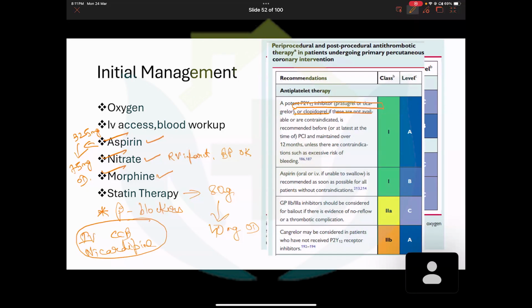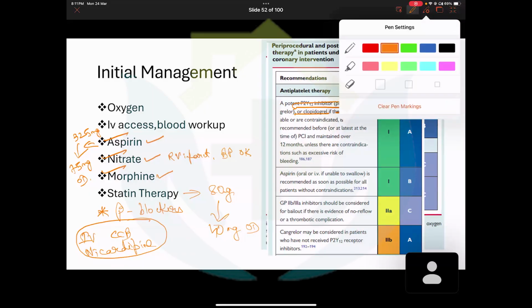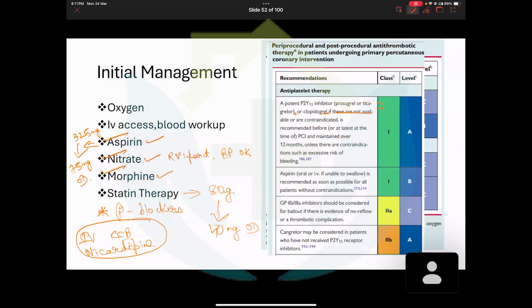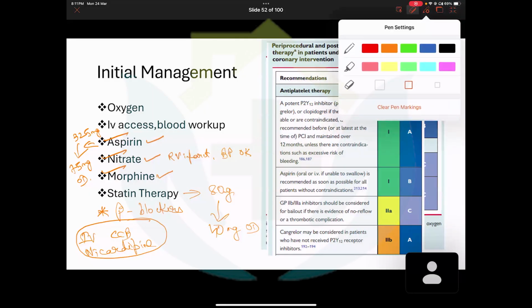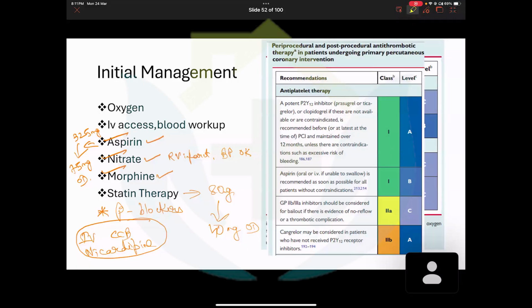So next is, till a few years back, the second antiplatelet, because you have to go for a DAPT, right? A dual antiplatelet therapy. Aspirin we have discussed. The second agent is usually clopidogrel. But now the guidelines have changed. Not now, in 2019 the guidelines have changed.